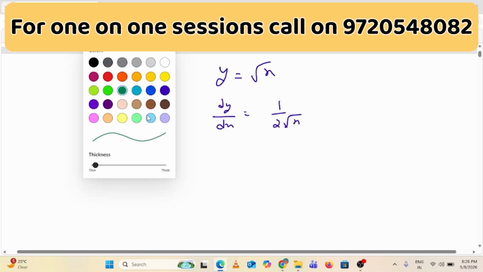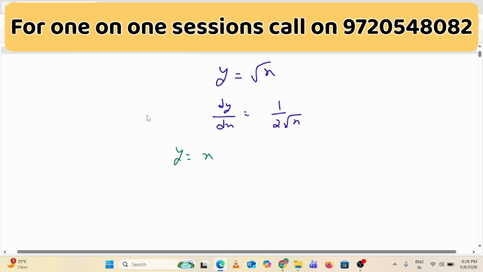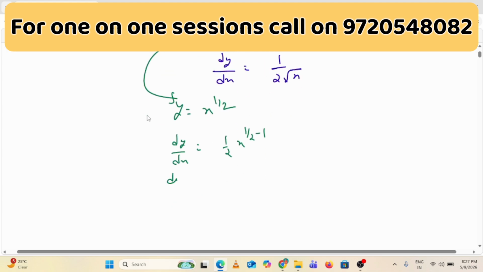So I'm doing here y is equals to x power half. Okay, we can write it like that. And when you differentiate this, so you will get what? Half into x power half minus 1. After that, you can write it like dy over dx is equals to half x power minus half. And you can write it like 1 upon 2 x power positive half. And that you can write 1 upon 2 root x.